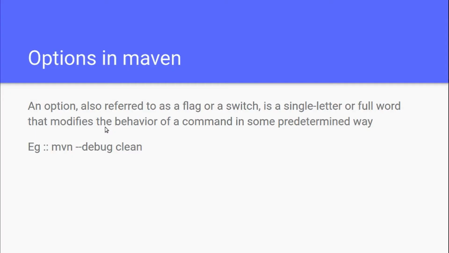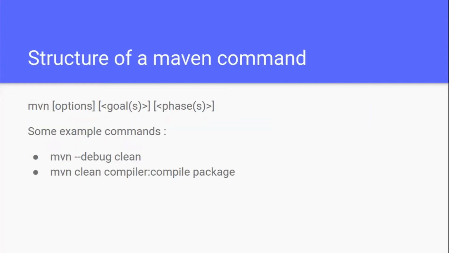Let's move ahead. Let's see the structure of a Maven command. A Maven command can have three things: options, goals, and phases. The order of these three really doesn't matter. Maven orders them automatically when executing the command. For example, in the first command, debug is the option and clean is the phase, and also mvn debug clean is the same as mvn clean debug.